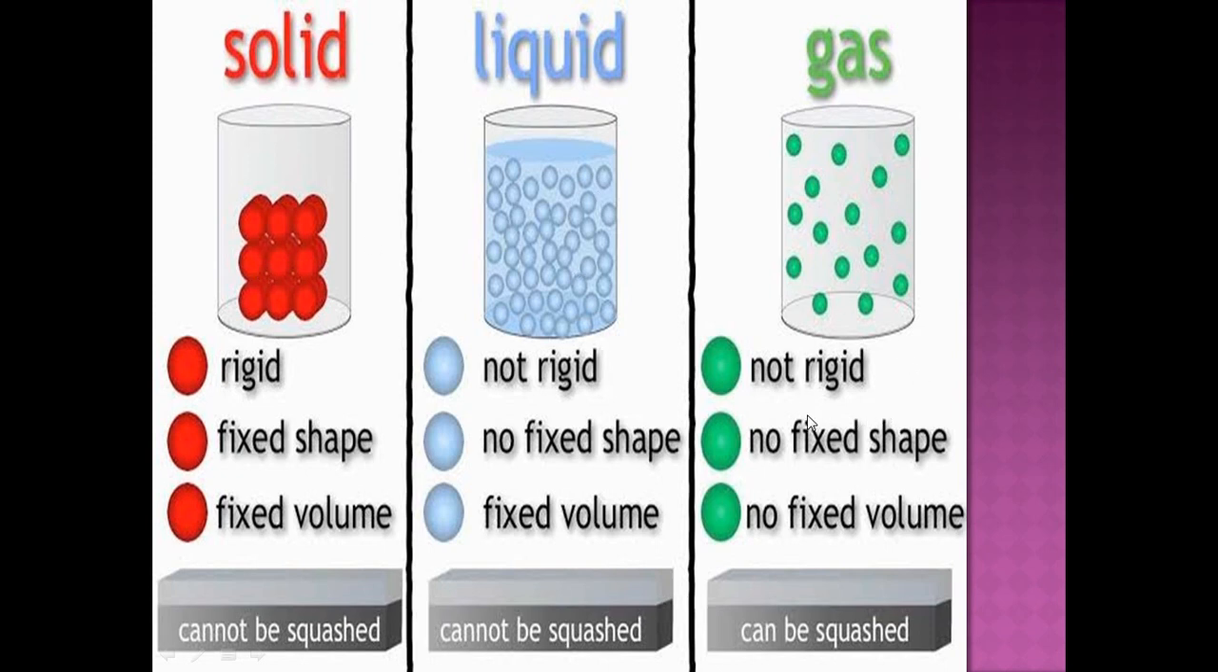Okay, so what about the shape of gases? Yes, no fixed shape, no fixed volume, so you can press, as we said, if you have a balloon filled with oxygen or filled with carbon dioxide, you can press it easily.